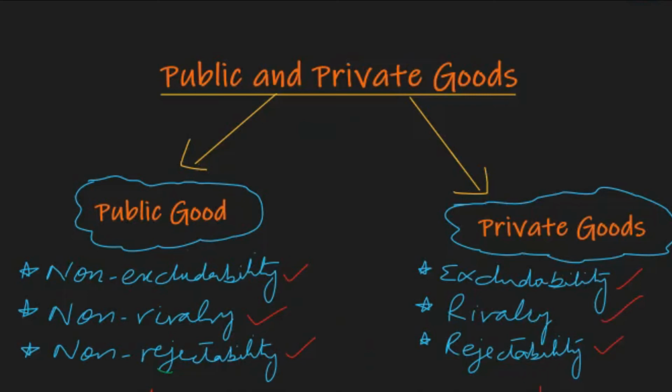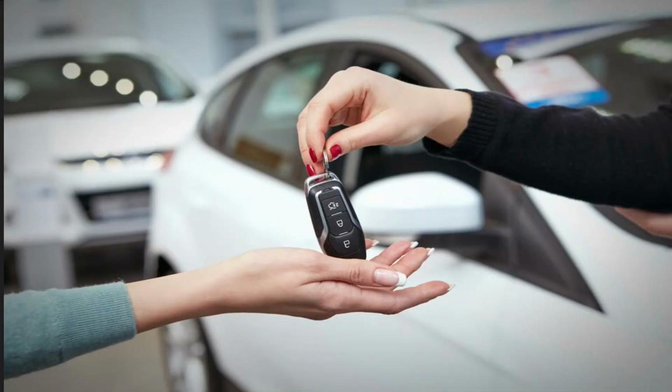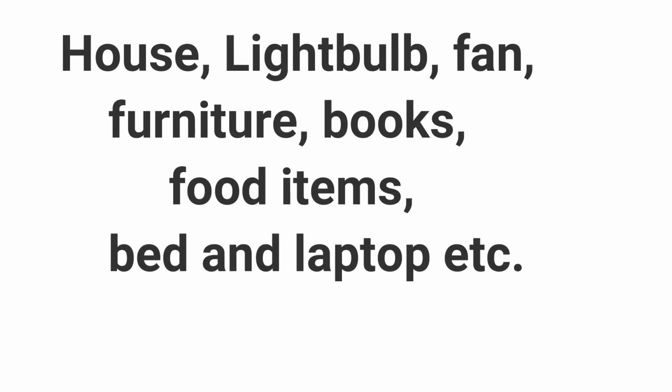Rivalry means if the product is purchased and consumed by one person, then its availability for others will diminish or decrease. In the previous example of the personal car, if the owner of the car allows someone to use it, then he himself would not be able to enjoy its benefits for the time it is under use of another person. Other examples of private goods may include private house, light bulb, fans, furniture, books, food items, bed and laptops.